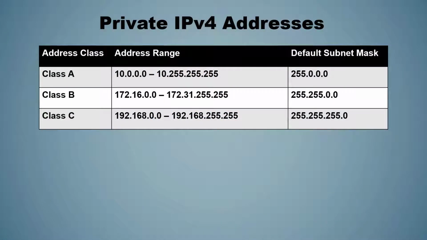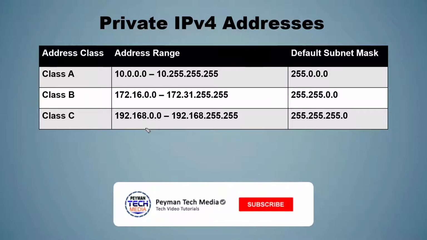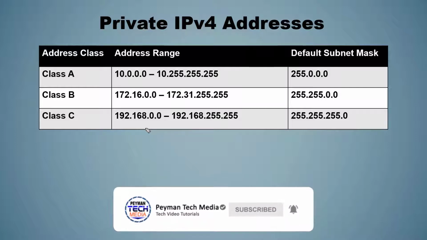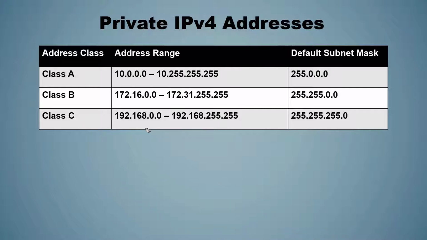In IP version 4, we have private IP addresses and public IP addresses. These private IP addresses, we don't need to pay for. We don't need to purchase them. We can use them on a local area network. In other words, private IP addresses are not routable. They are only for internal communications.